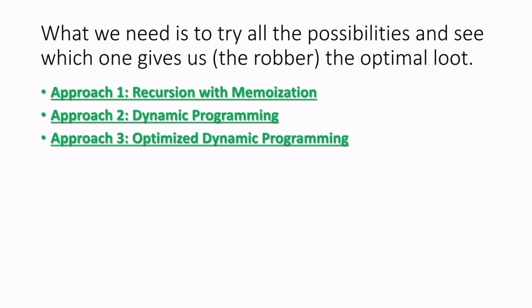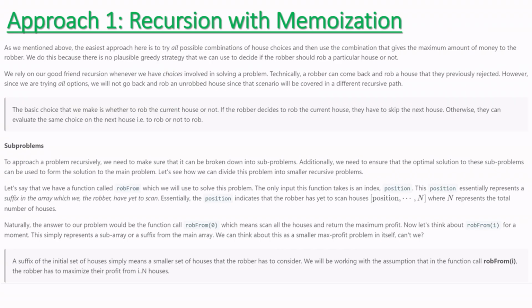There are various approaches we have: recursion with memoization, dynamic programming, and optimized dynamic programming. So these are the approaches we have. If we talk about recursion with memoization, the easiest approach here is to try all the possible combinations. This is for the house robbing problem. So try all the possible combinations of house choices, then use the combination that gives the maximum amount of money to the robber. We do this because there is no plausible greedy strategy that we can use to decide if the robber should rob a house or not.